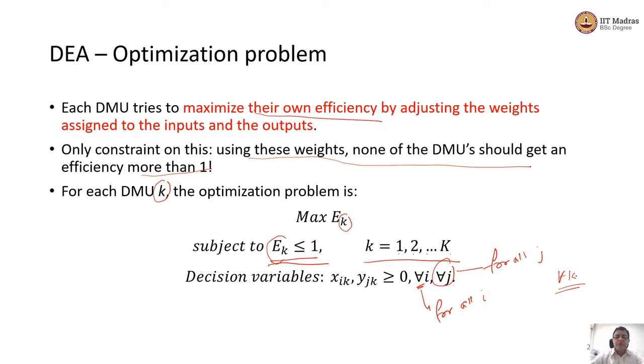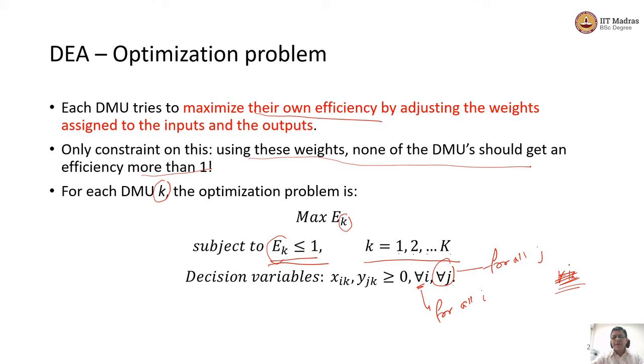Because when the DMU k solves this optimization problem, it doesn't optimally decide the weight for everybody. It says these are the weights that I am going to use. So it doesn't choose weights for everybody. It chooses weights only for itself. So you don't actually need it for all k. Therefore, it is not included.